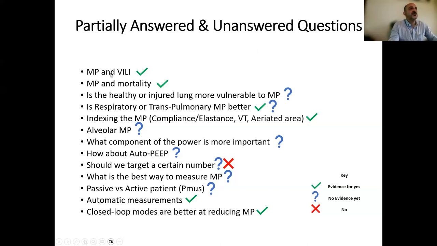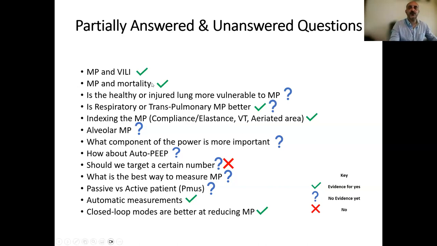So what's the relation of mechanical power and ventilator-induced lung injury? And I just have to warn you that those green check marks and blue question marks and the red are my own opinion, my own interpretation. So of course, you can have a different opinion or it could be debated. I think there is enough evidence in the literature to show that mechanical power is related to ventilator-induced lung injury. And this is very, very important in our daily practice in the ICU with ventilated patients.